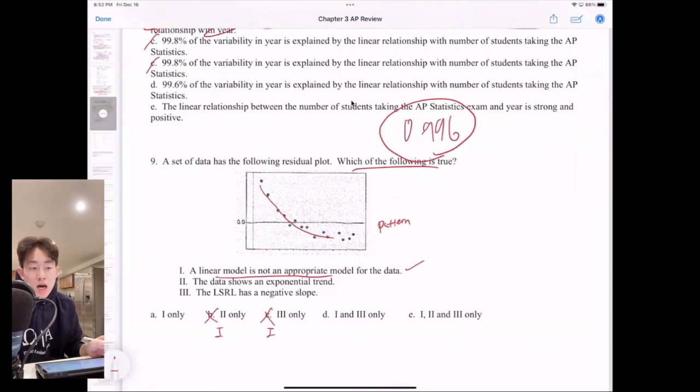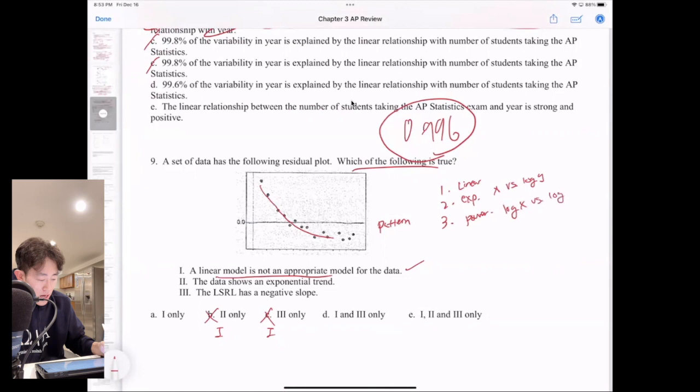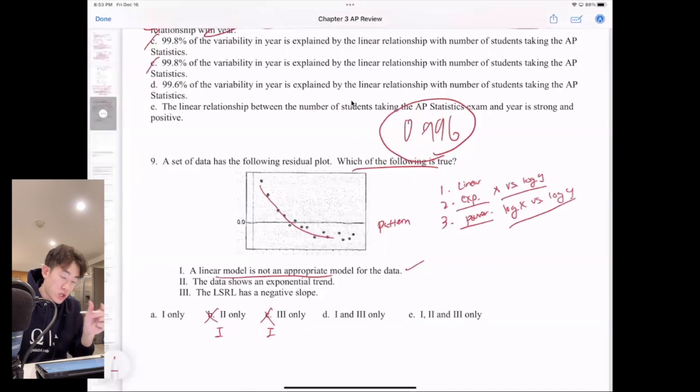When you go to the next problem, it just says the data shows an exponential trend. If you go to your notes, there are 3 ways in which you can represent a plot. It's either going to be a linear form, an exponential form, or what we call a power form. An exponential form is x versus the logarithm of y, and power form is log x versus log y. Now, the main difference between these two is that, obviously, your data has been changed so that the exponents for x and y can be compared. That's the obvious change.